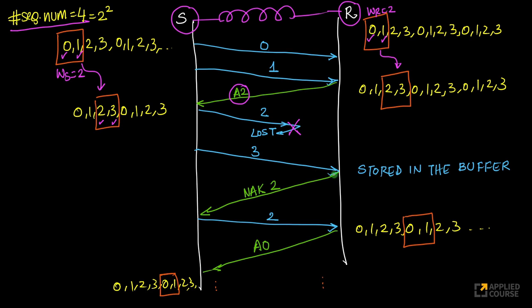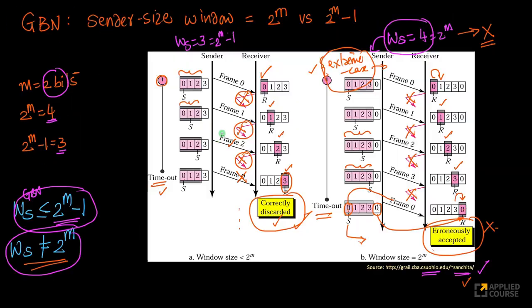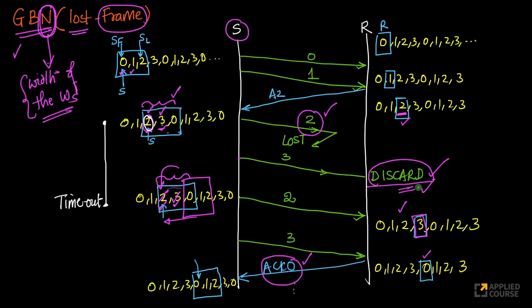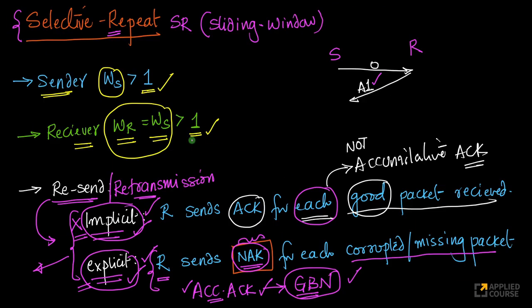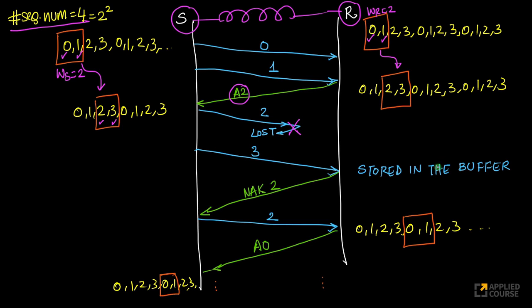In go back N, what did it do? My receiver would not accept 3; it would discard 3. Let me show you the diagram. See, it sent 2, which was lost. Then it sent 3, and this 3 was discarded in go back N. In selective repeat, the strategy I'll employ here is this: is frame 3 in my current window? Yes, it is, which means I can accept frame 3.